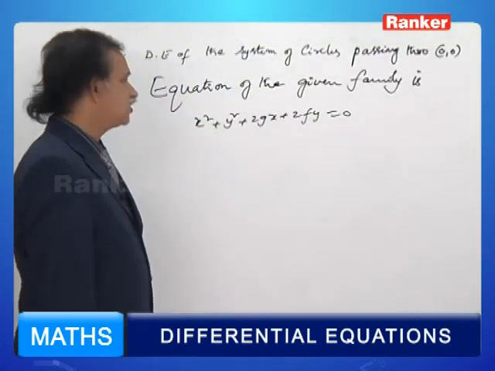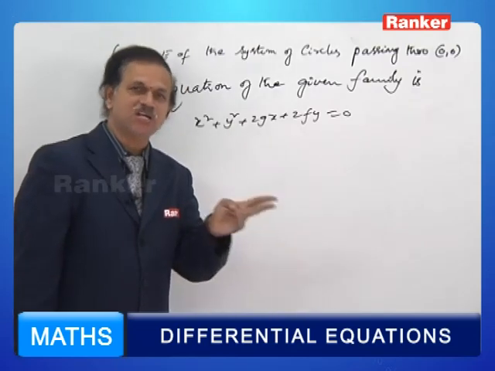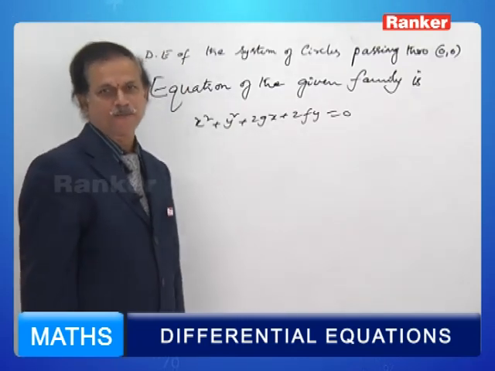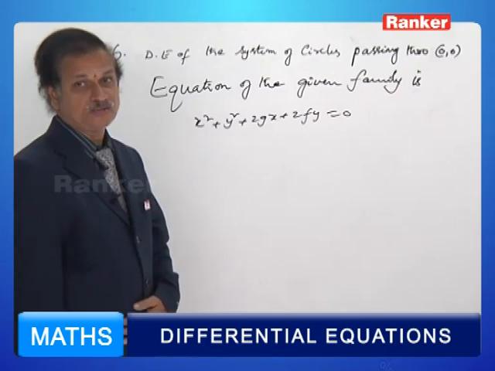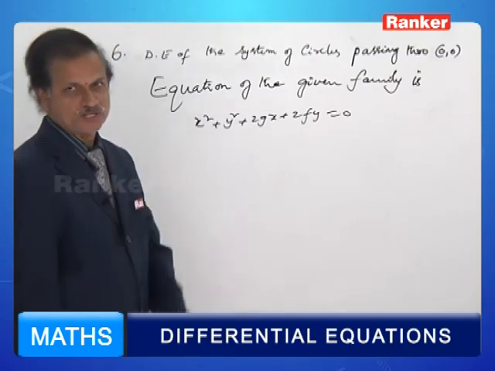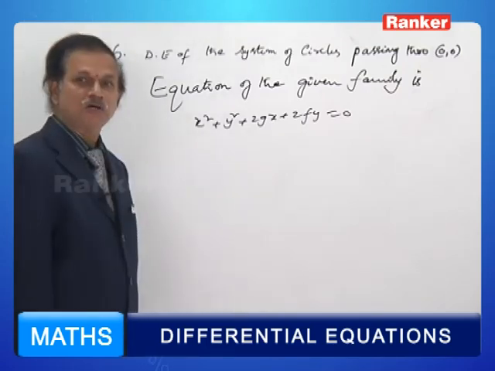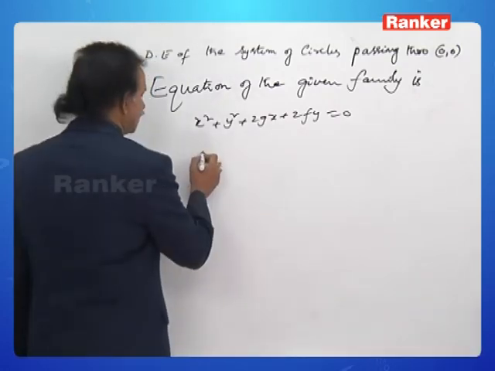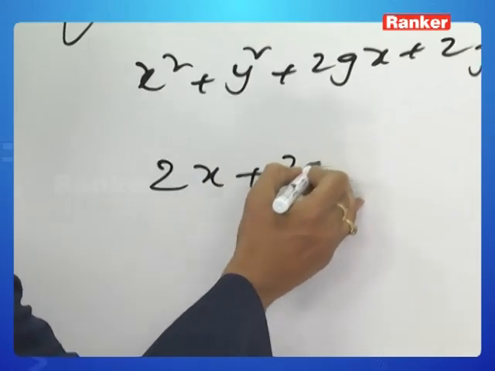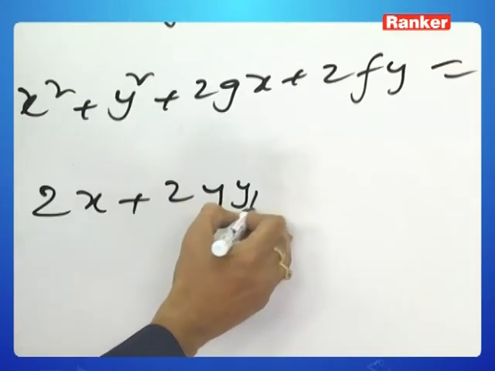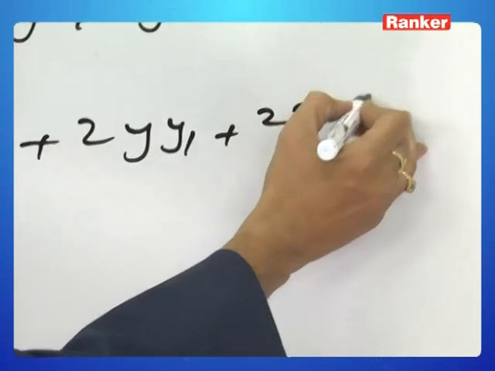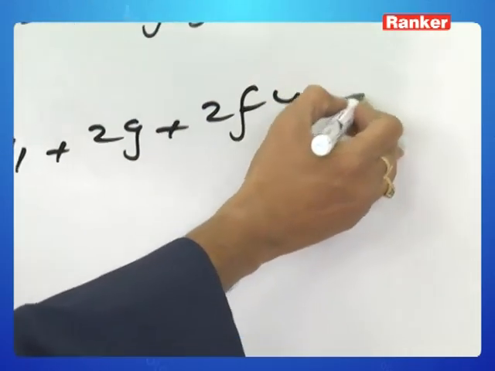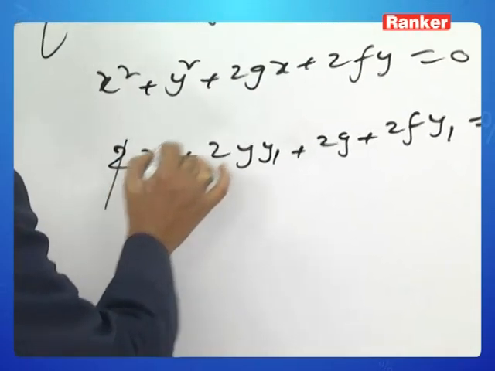How many constants are here? 2 constants are there, g and f, and they are to be eliminated. So how many times at most can you differentiate? You can differentiate twice because there are 2 constants. Okay friend, you do it once. What happens? 2x plus 2y y1 plus 2g plus 2f y1 is equal to 0.